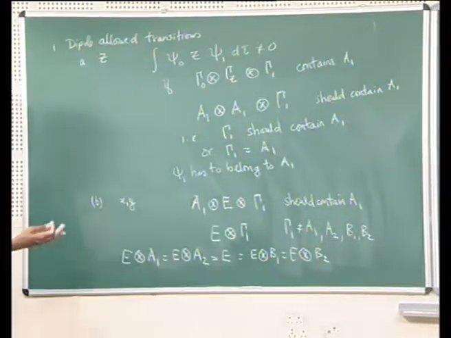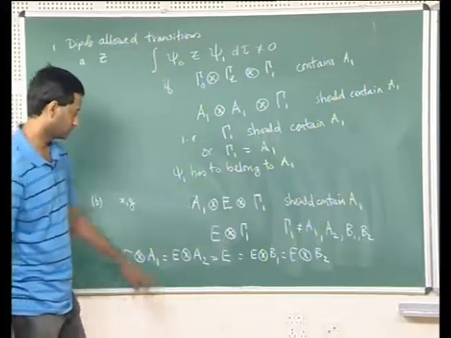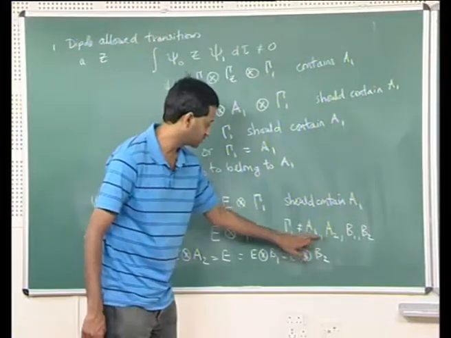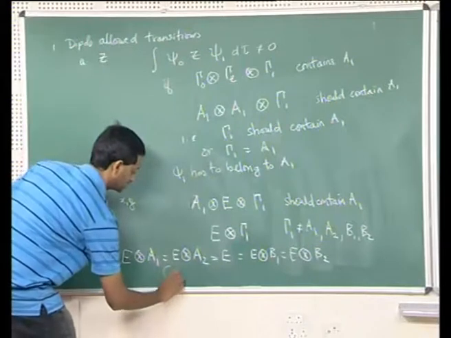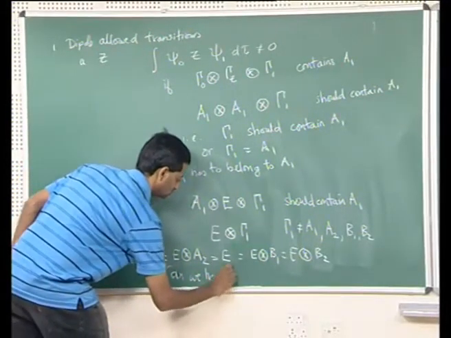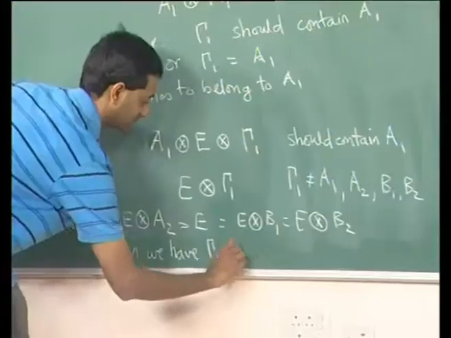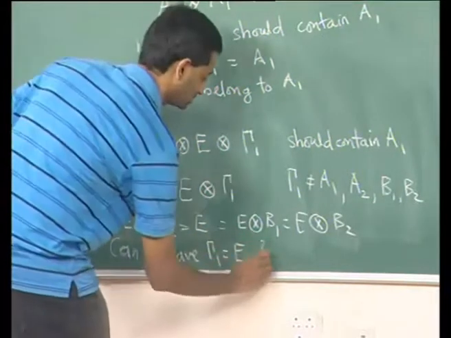Okay, so the only possibility is gamma 1 equal to E. So gamma 1 cannot be equal to A1, A2, B1 or B2. So now, can we have gamma 1 equal to E? Okay, so that is a question.